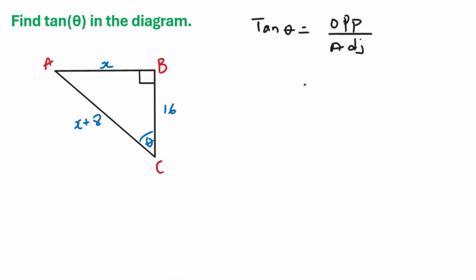Now from the diagram, you have to know our opposite and that of our adjacent. This is the acute angle. So this side, AB is opposite to theta. So opposite is going to be X, and that of the adjacent is this side, BC. That is 16. So we know 16, but we don't know X. We have to find X. Let's find the value of X right now.